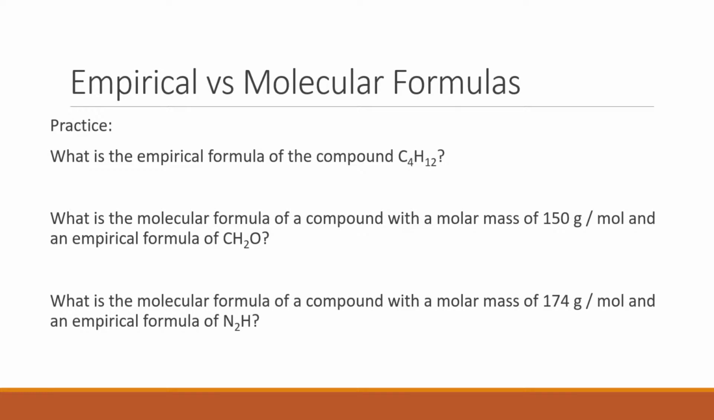Let's take a look at these 3 problems. When we look at the answers for these 3 things, we should get this. The first problem just wants you to reduce down. They're asking you for the empirical formula. So you take C4H12 and you simplify those subscripts. 4 and 12 are both divisible by 4, giving you 1 and 3.